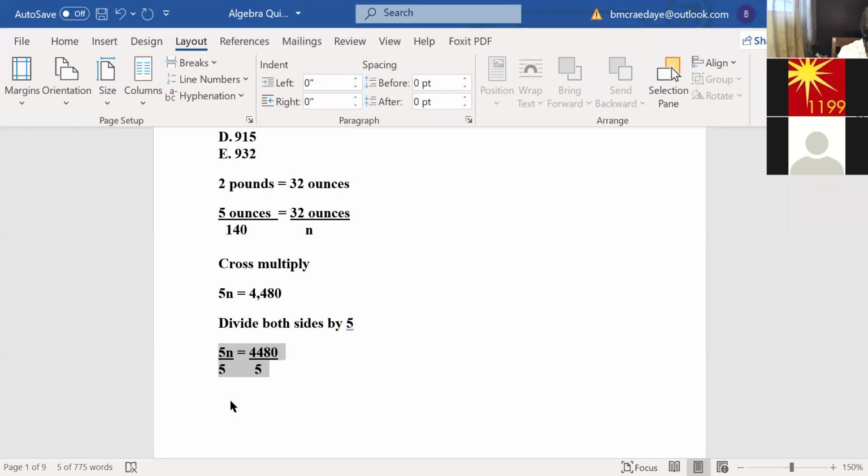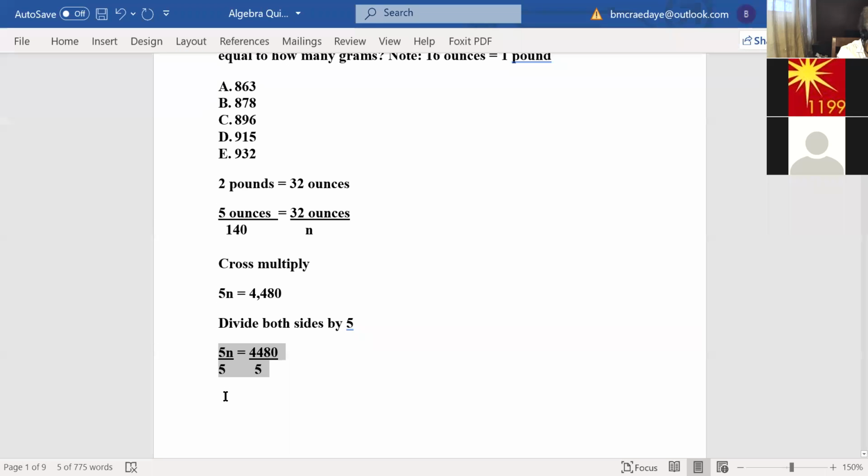What's 5N divided by 5? What do we get? So we divide both sides, right? I'm just looking at the left side here. What's 5N divided by 5? 1N. 1N, very good. So we can say 1N or N.